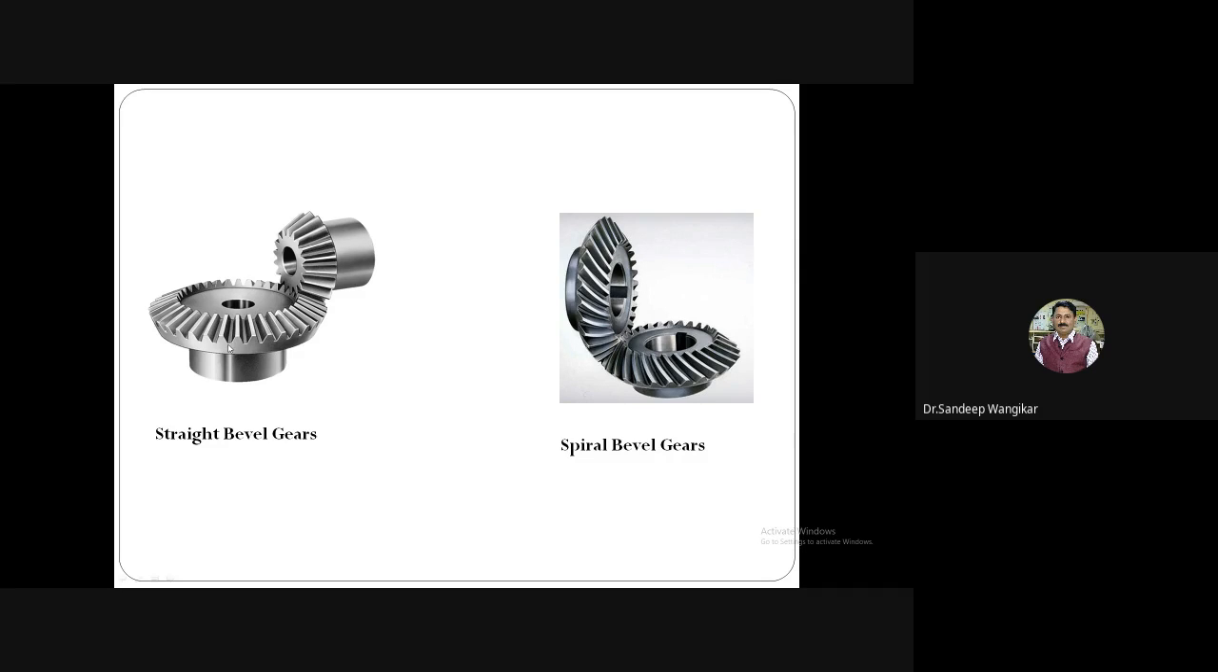If there is a comparison between straight bevel and spiral bevel, it is the same comparison as between spur and helical gear. The straight bevel gears can transmit a lesser load and can rotate at lesser RPM as compared to spiral bevel gear. So this is the advantage of spiral bevel gear. But considering the manufacturing and design aspects, spiral bevel gears are costlier as compared to straight bevel gears.